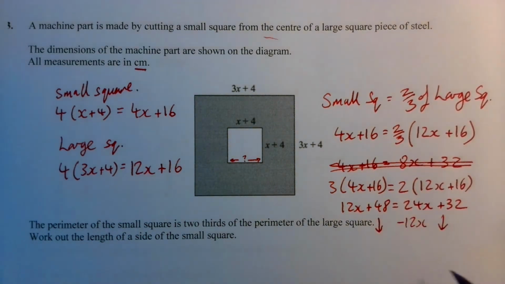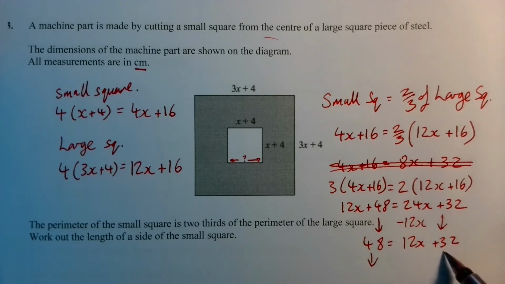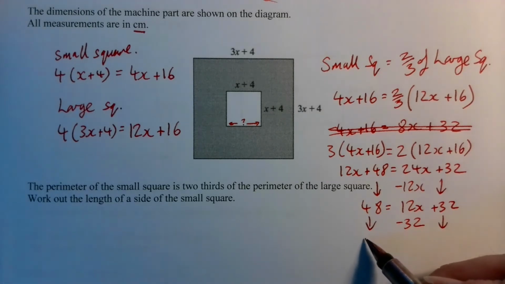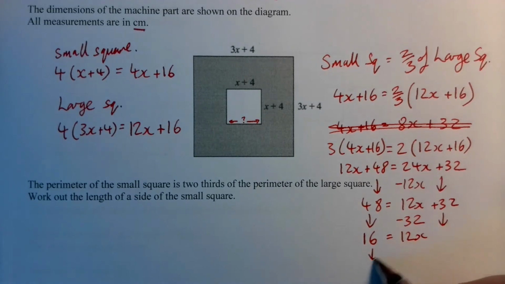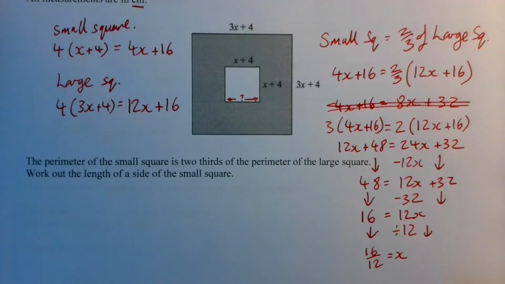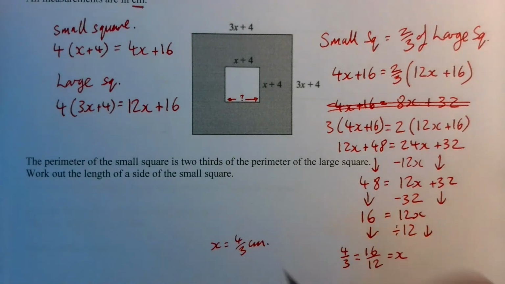I could take 12x from both sides first of all, and I get 48 equals 12x plus 32. And then I could take 32 from both sides. 32 from 48 is 16. So that gives me 16 equals 12x. And then I would divide by 12 to get me 16 over 12 equals x. Well, 16 over 12, can we simplify that? 4 goes into them both, 4/3. So that means x equals 4/3 of a centimetre.